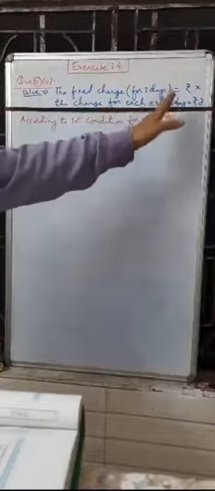Before solving the problem, read the question twice or thrice. In the last line you are getting: find the fixed charge and the charge for each extra day. So let the fixed charge, which is only for 3 days, be rupees x, and the charge for each extra day be rupees y per day.